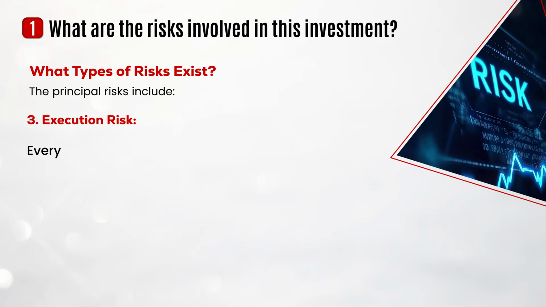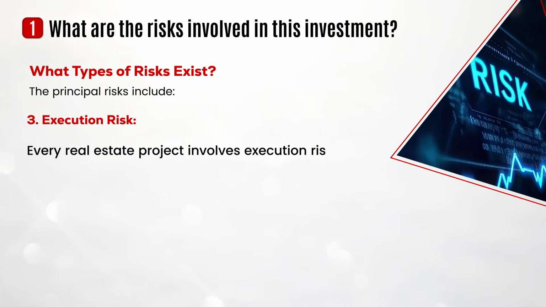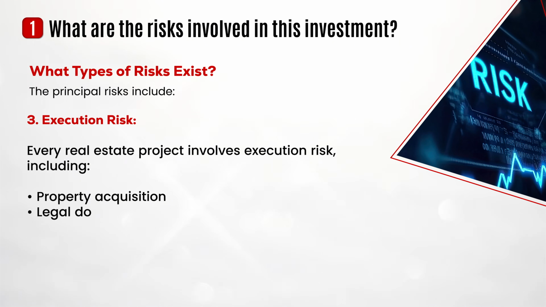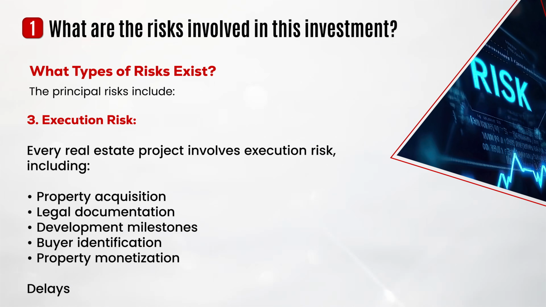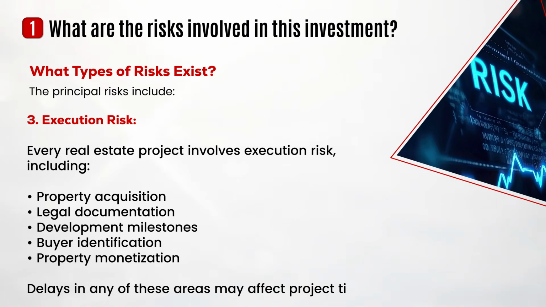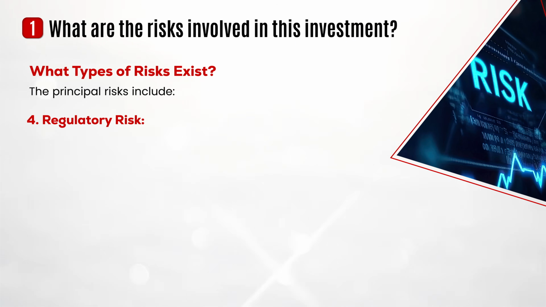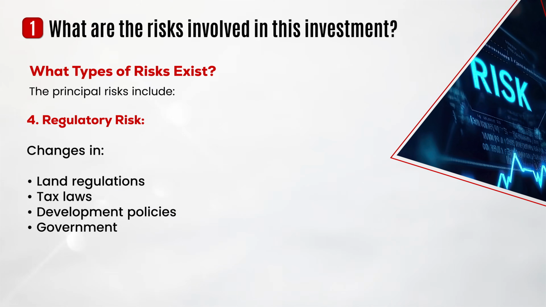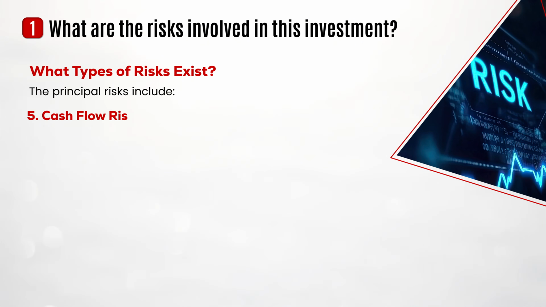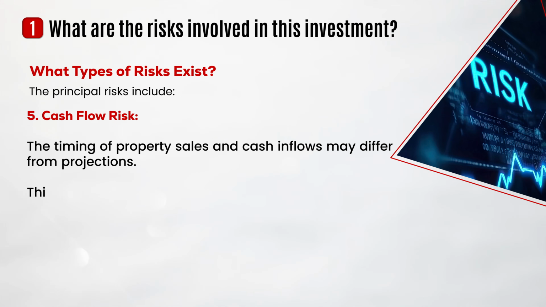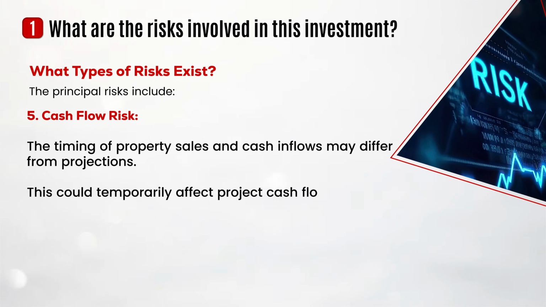3. Execution risk. Every real estate project involves execution risk, including property acquisition, legal documentation, development milestones, buyer identification, property monetization. Delays in any of these areas may affect project timelines. 4. Regulatory risk. Changes in land regulations, tax laws, development policies, government approvals may affect project execution or investment timelines. 5. Cash flow risk. The timing of property sales and cash inflows may differ from projections. This could temporarily affect project cash flows.